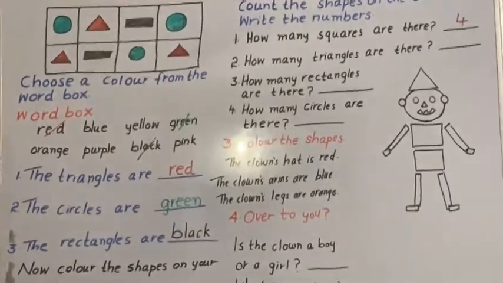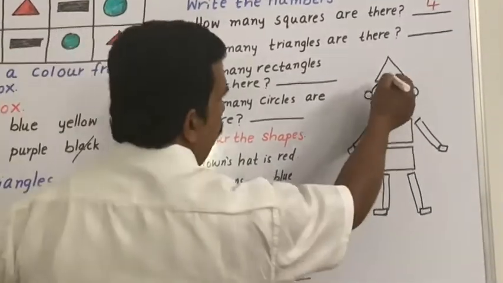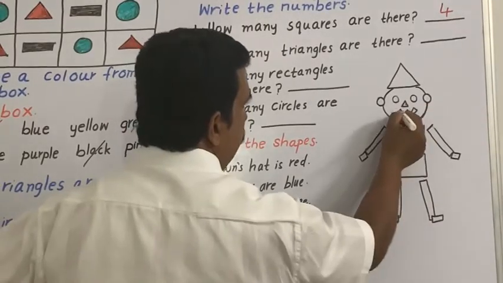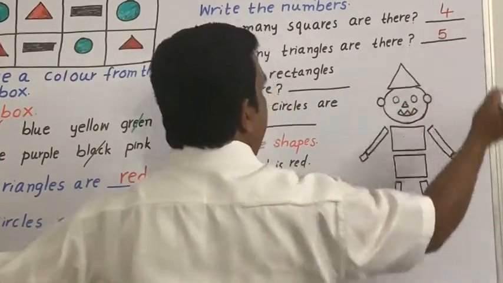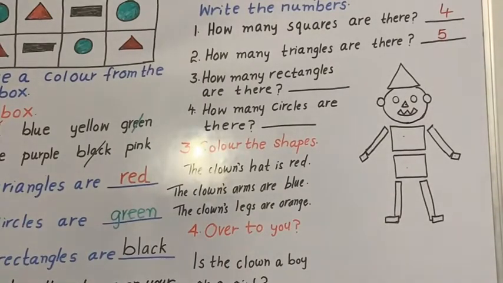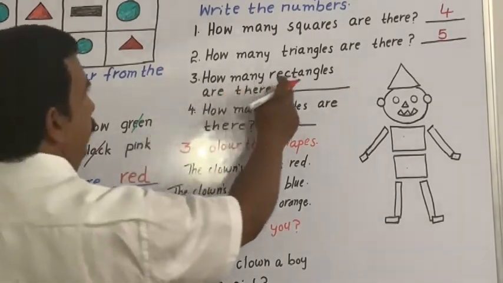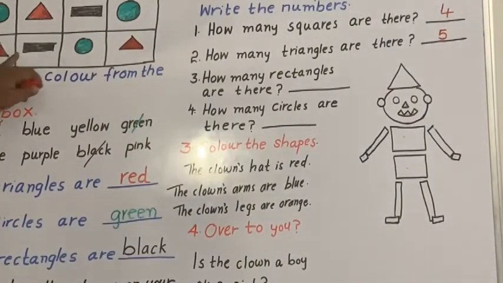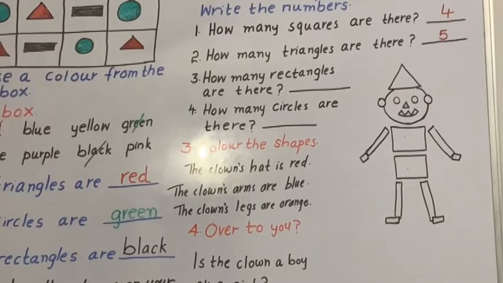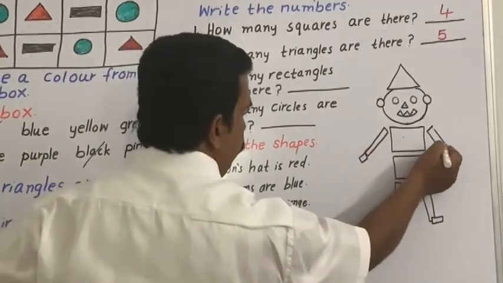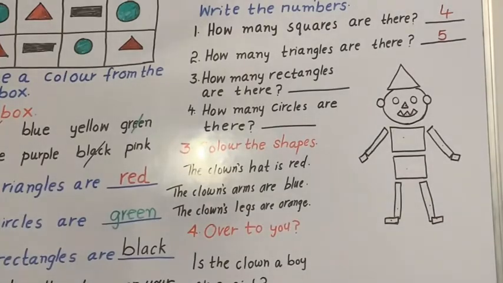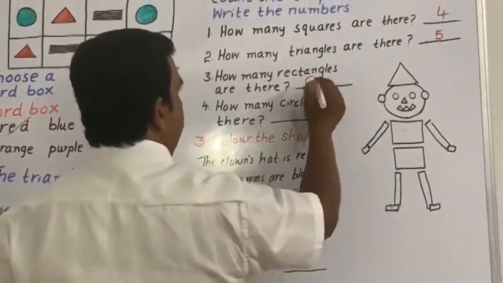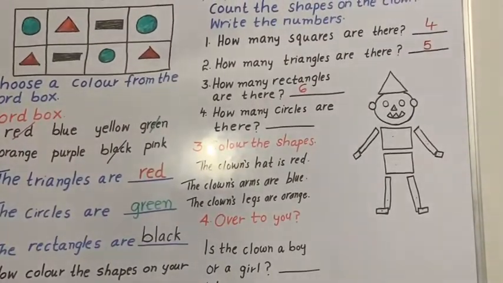Now, second question. How many triangles are there? Count. One, two, three, four, five. How many, children? Yes, five triangles. Okay? My counting is correct? Did you also get the same number? Five triangles? Then good. Next, how many rectangles are there? This shape is known as rectangle. Count together, children. One, two, three, four, five, six. Oh, you got a big number. Rectangles, six in number.